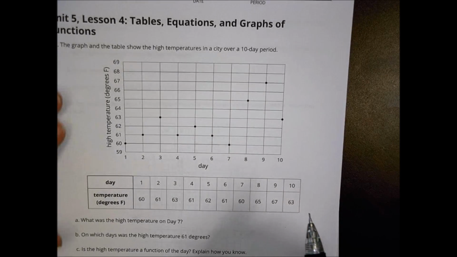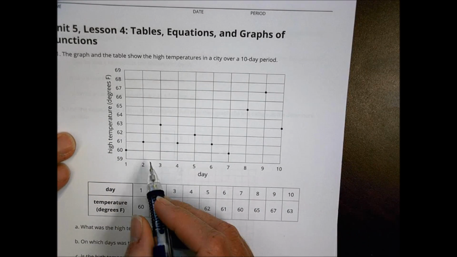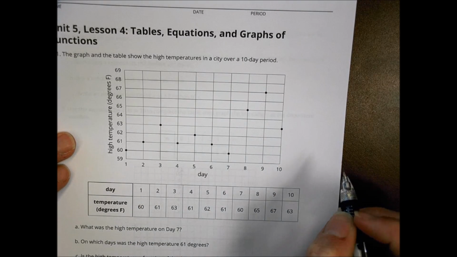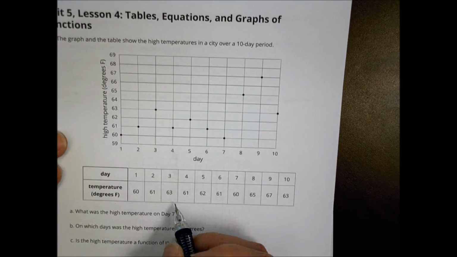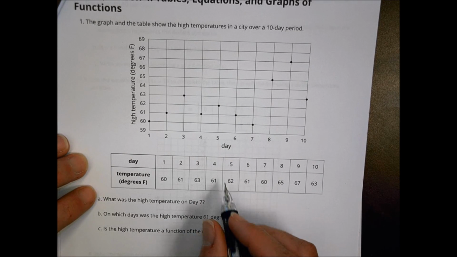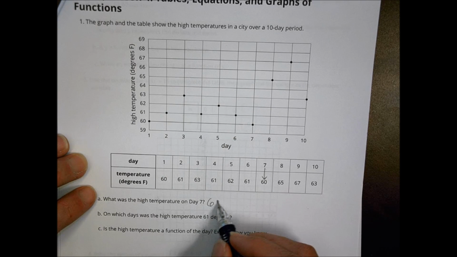We have the graph and table shows the high temperatures in the city over a 10-day period. So here's our days, and here's our high temperatures that happen on each of those days. They took that data information and they put it down into a table down below. So let's scoot up here a little bit. It says, what was the high temperature on day 7? So on day 7, our high temperature is here, and it looks like it is 60 degrees.